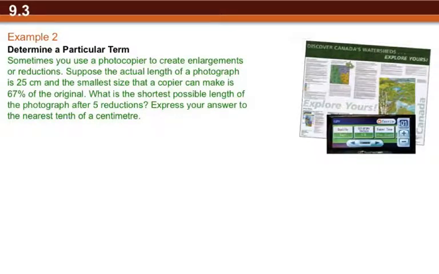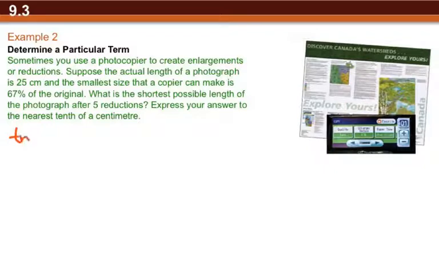Another way we can look at geometric sequences is that of using the enlarge or reduce function on a photocopier. So we have a photograph that's 25 centimeters long, and the photocopier that we're standing at can reduce something to 67% of the original. And what I want to know is, if we do that 5 times, we copy it, reduce it, put the reduction on the copier, reduce that, what's the smallest possible photograph we can get?